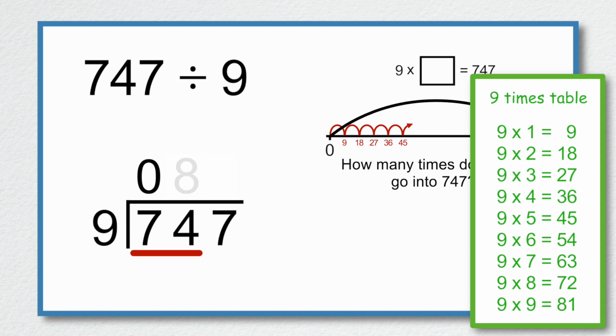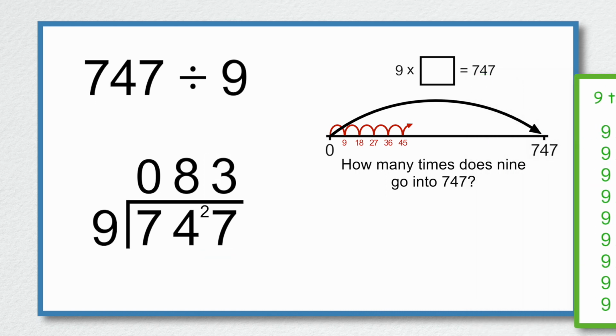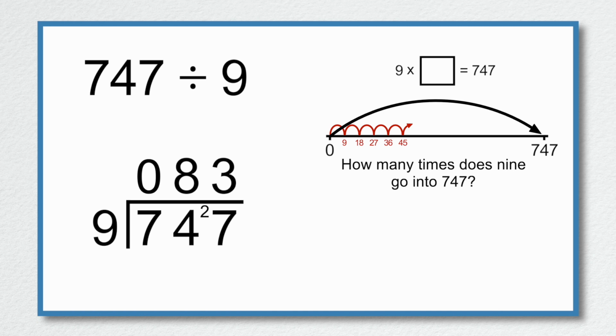So we've written the 8 above the 4, we've got our remainder of 2. We now have 27 divided by 9, or how many times is 9 going into 27? And of course the answer to that is 3. 9 goes into 747 83 times. So both 9 and 83 are factors of 747.